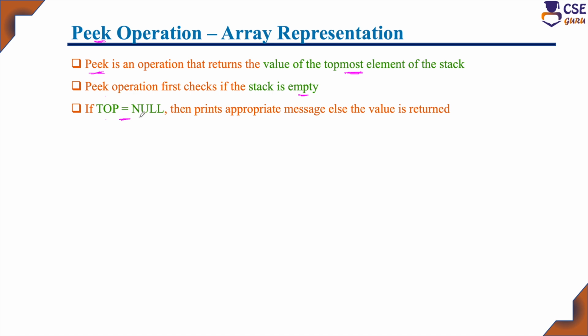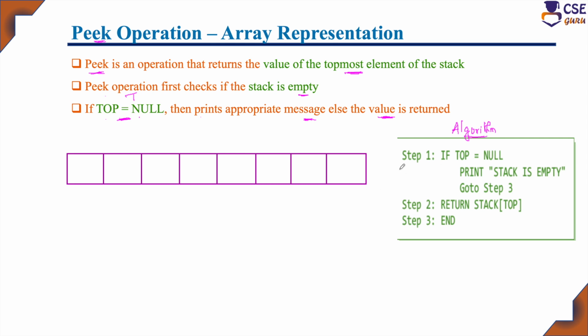If top is equal to null and this condition is true, it will print an appropriate message: no element in the stack. So the peek operation cannot display the top element. Otherwise, if this condition is false, it will return the value. In the algorithm, first we check whether top is equal to null. If true, it displays that the stack is empty and the program comes to an end. Otherwise, it returns the top element of the stack and displays it on the output screen.